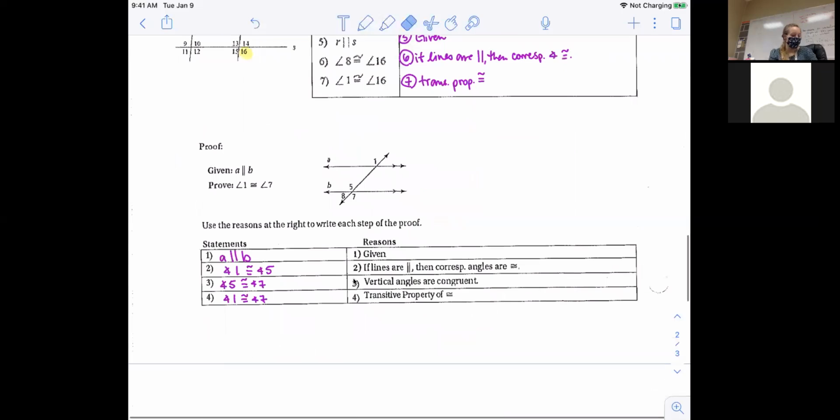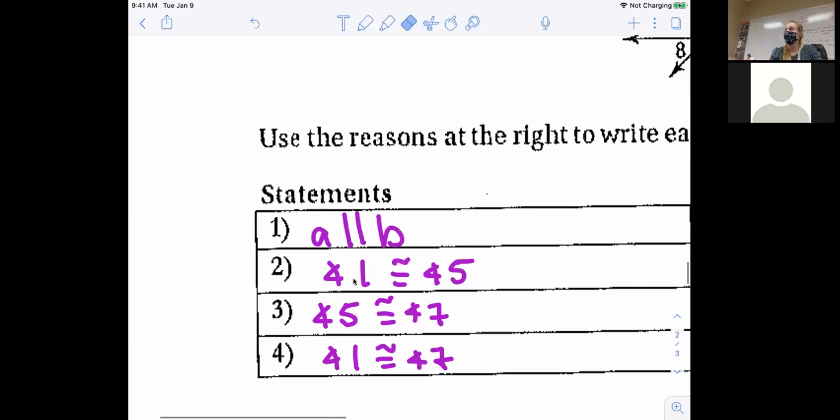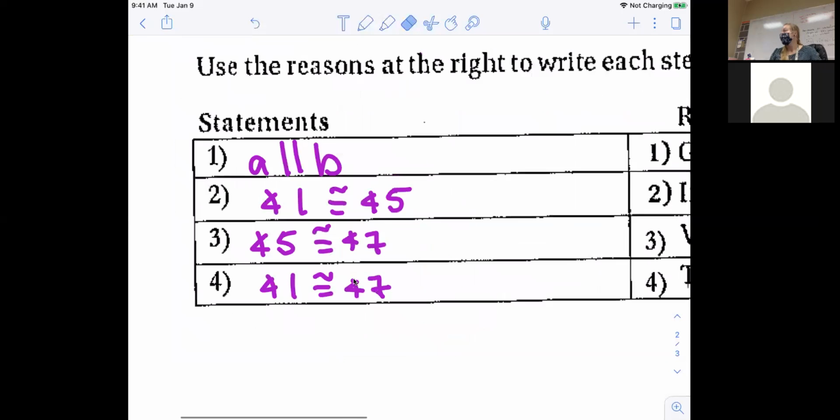All right, let's look at the last one. Most people liked this one better because it had the reasons given, and so we had to identify the statements. And I think a lot of us thought that was easier. Usually on quizzes and tests, I give you kind of a mixture of both. I will always tell you how many steps it is, though, so you know when to stop.